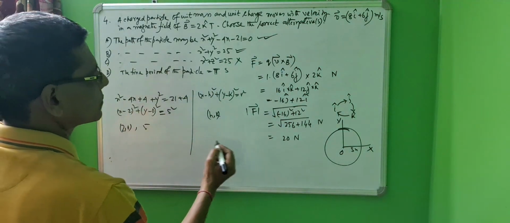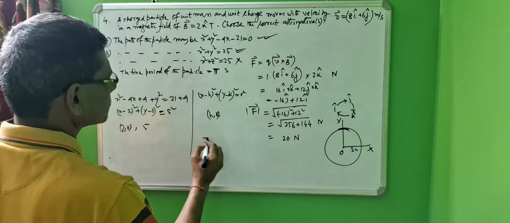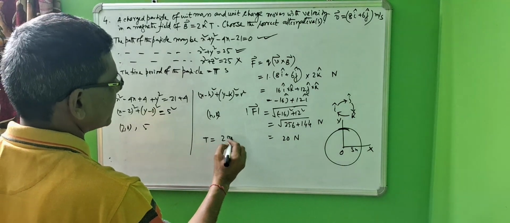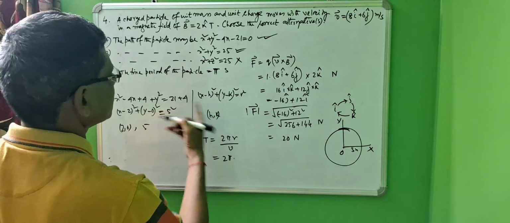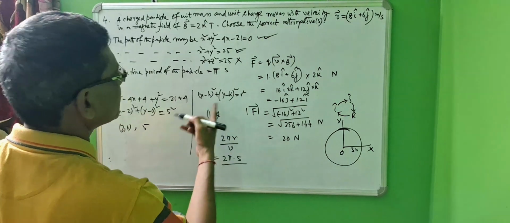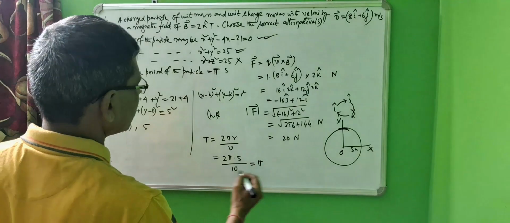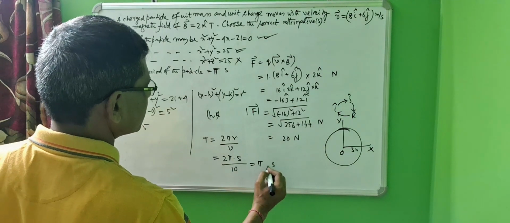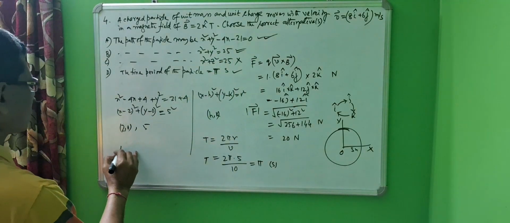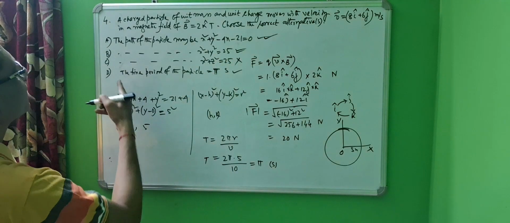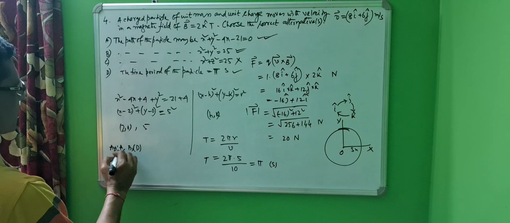Now the time period. For time period we get T equals twice pi r upon v, equals twice pi times 5 divided by v, which is 10, equals 5 pi seconds. So this one is also right. So answers A, B and D. These are the answers.